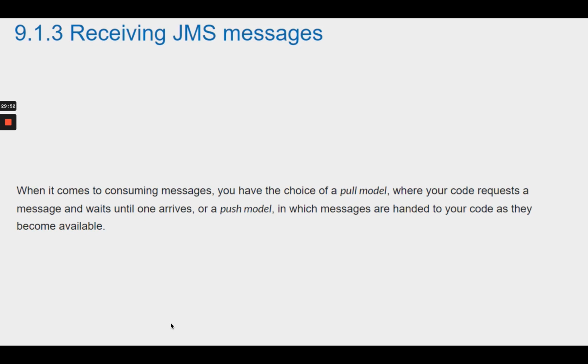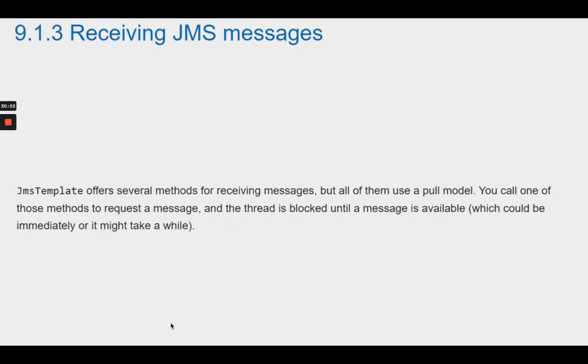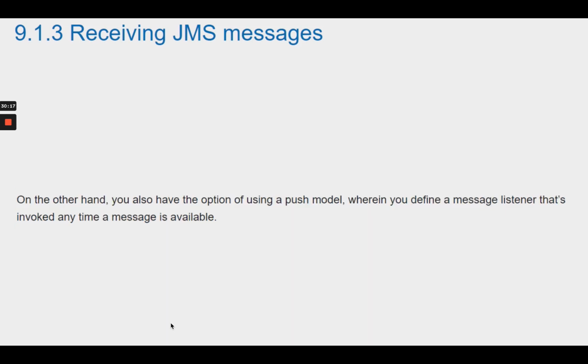When it comes to consuming messages, you have the choice of a pull model, where your code requests a message and waits until one arrives, or a push model, in which messages are handed to your code as they become available. JmsTemplate offers several methods for receiving messages, but all of them use a pull model. You call one of those methods to request a message, and the thread is blocked until a message is available, which could be immediately or it might take a while.